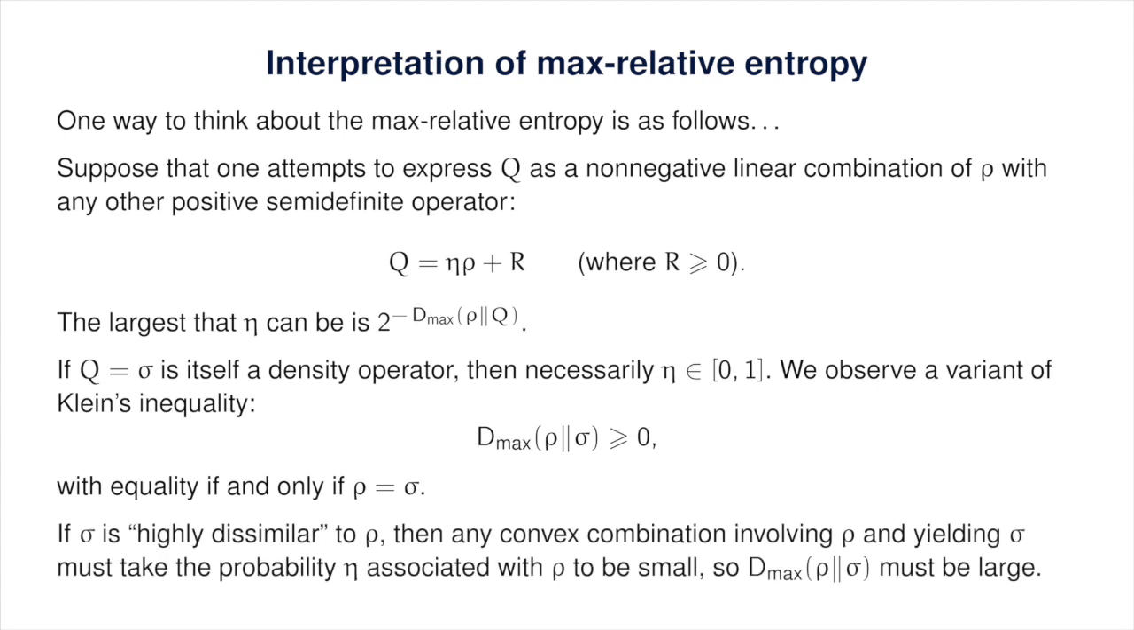At the other end of the spectrum, if ρ and σ are very different, or let us say highly dissimilar, then any convex combination of states that includes ρ and yields σ must associate a very small probability with ρ. And that means that the max relative entropy of ρ with respect to σ has to be large. In this way, as you would expect from a function having a similar nature to the ordinary relative entropy, the max relative entropy represents a measure of dissimilarity, where a large value indicates a high degree of dissimilarity.